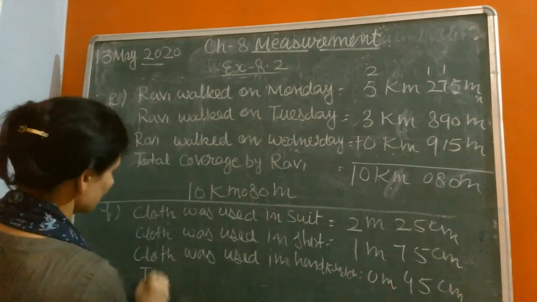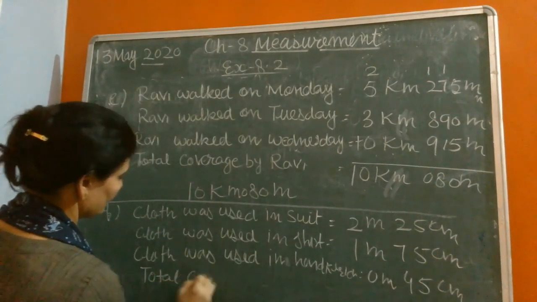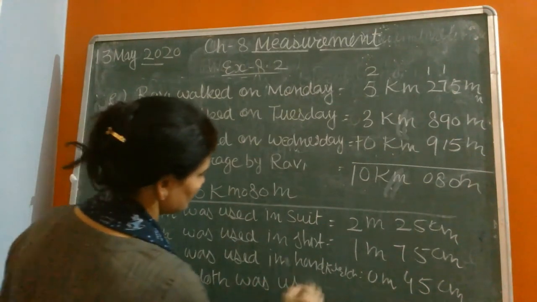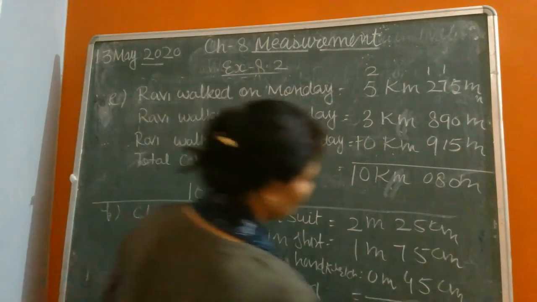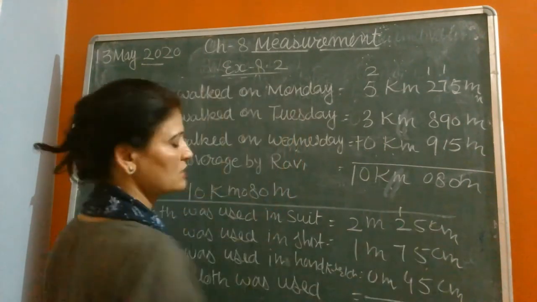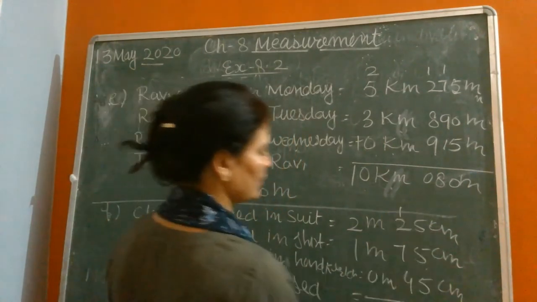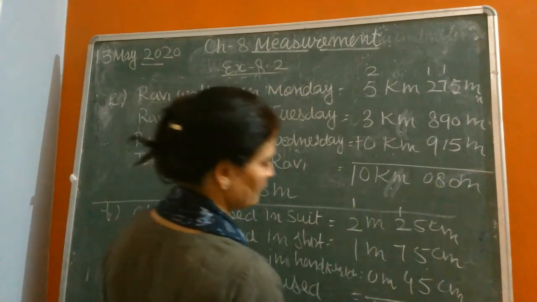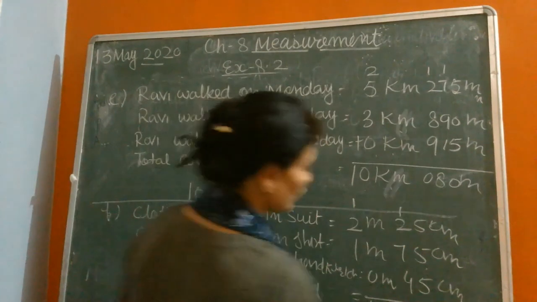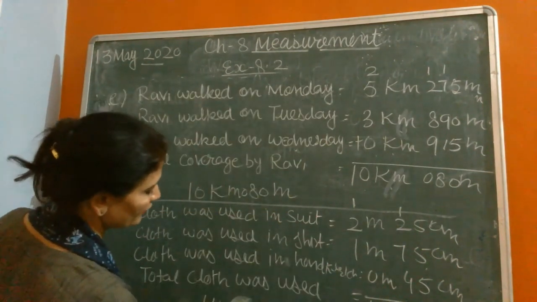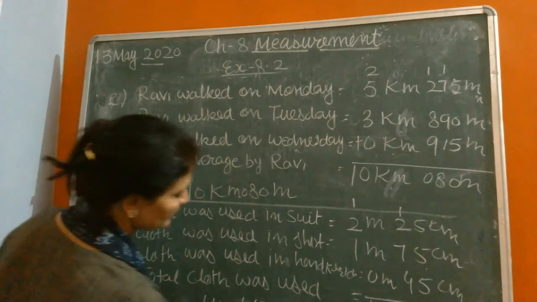Total cloth used equal to 5, 5, 10, plus 5, 15 carry over 1, 10 plus 2, 9, 10, 4, 14 carry over 1, 1, 2, 3 plus 1, 4. Cloth used by the tailor is 4 meter 45 centimeter.